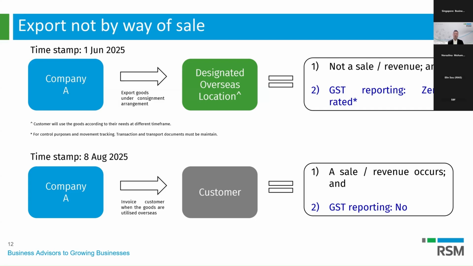And at that juncture, the sale took place. From a ship to address, the goods are overseas and shipped to overseas. And assuming we can prove that the goods are transacted overseas at that point in time, when we make that sale or supply, GST reporting is no longer required. Okay, I hope that helps.